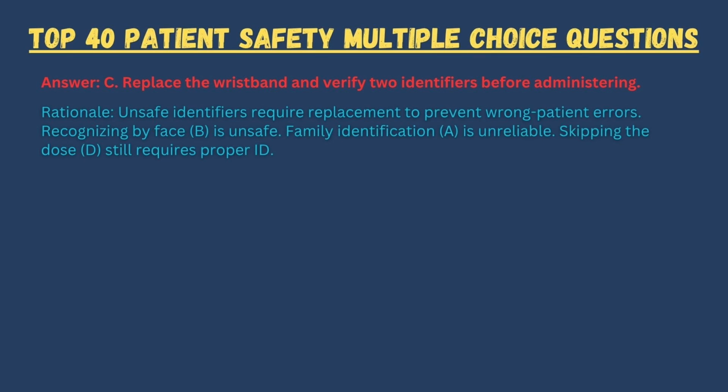Rationale. Unsafe identifiers require replacement to prevent wrong patient errors. Recognizing by face, B, is unsafe. Family identification, A, is unreliable.